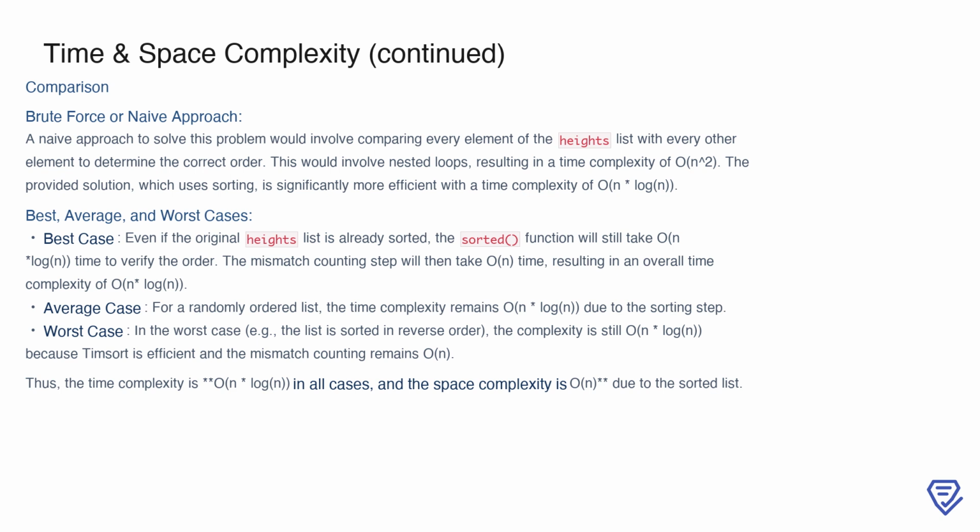Examining the best, average, and worst cases, we see that the sorting step consistently determines the overall time complexity. Even if the list is already sorted, the sorted function will still take O(n log n) to verify the order. Similarly, for randomly ordered or reverse sorted lists, the time complexity remains O(n log n) because of timsort's efficiency. The mismatch counting step, being linear, does not change the overall complexity. Therefore, in all cases, the time complexity is O(n log n), and the space complexity remains O(n) due to the sorted list.